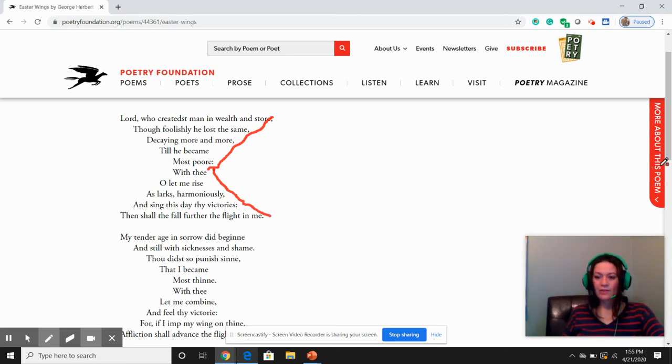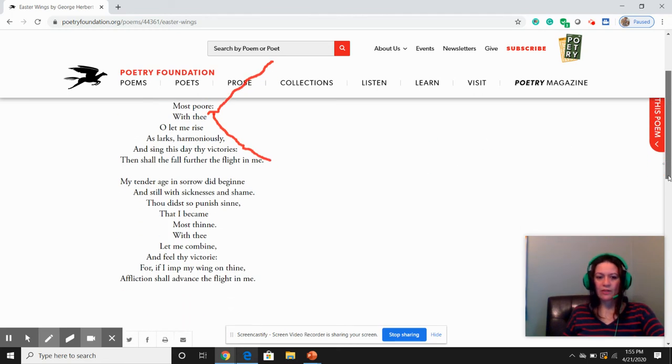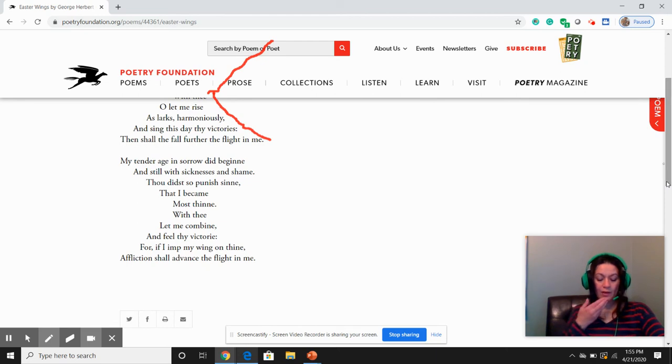So that's one wing. Let's see what happens with the next and why it might be in the shape it's in. "My tender age in sorrow did begin." That's pretty powerful. So tender age is youth. How does a person's youth start with sorrow? That might connect to the rest of this poem.